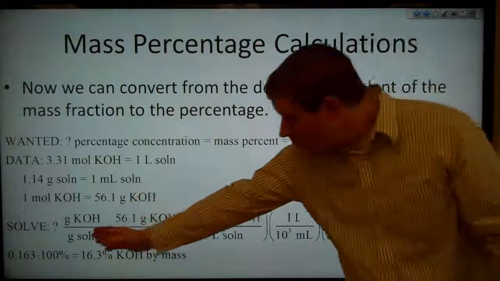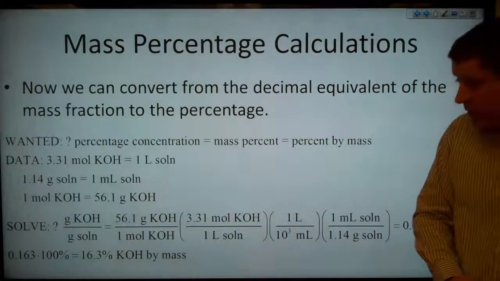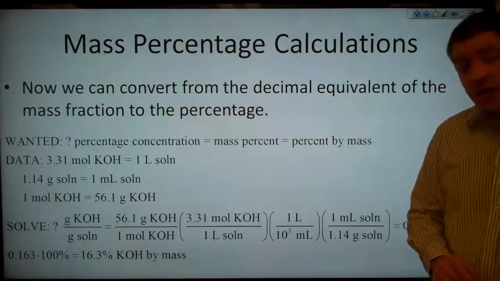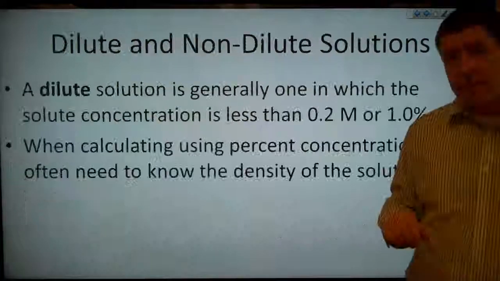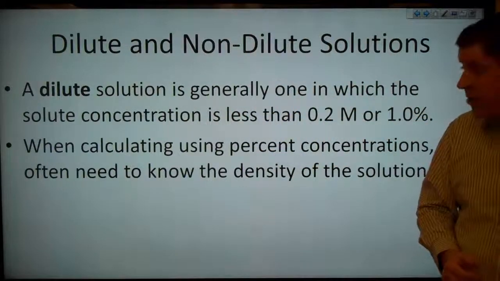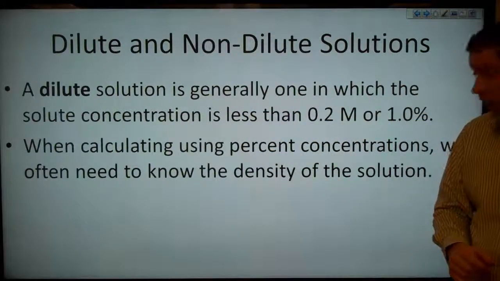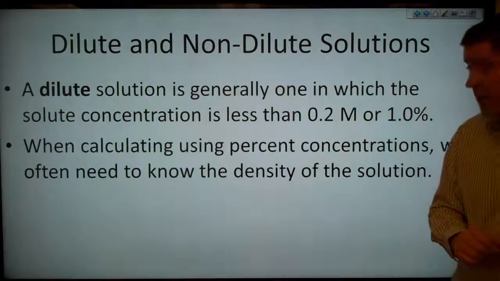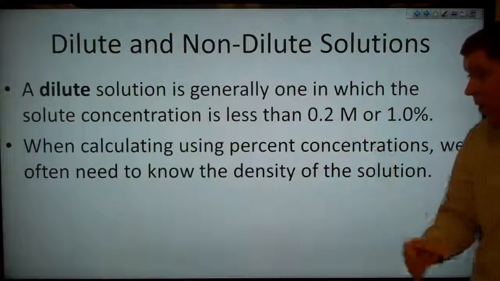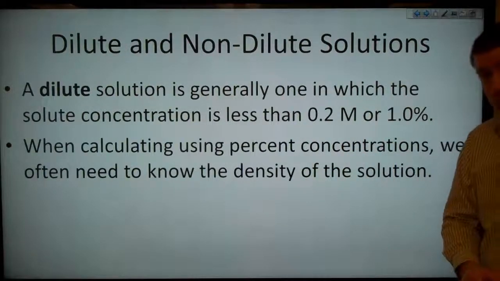So 0.163 times 100% equals 16.3% potassium hydroxide by mass. Now, a dilute solution is generally one in which the solute concentration is less than 0.2 molar or less than 1%. Now, when calculating using percent concentrations, we often need to know the density of the solution.